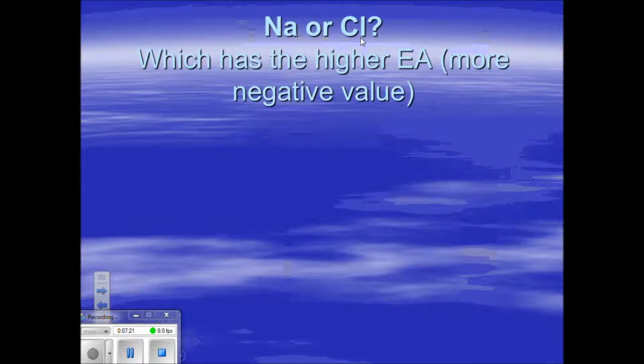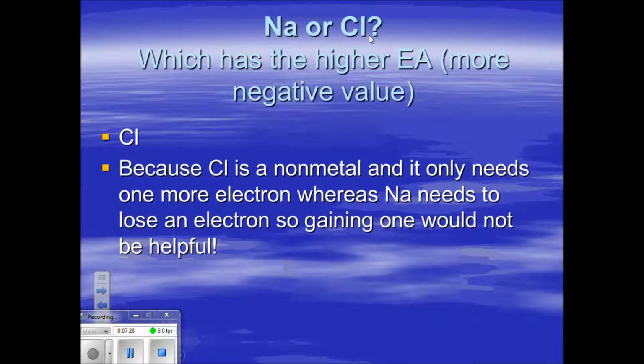So we look at this pairing. We don't have a noble gas, but this is a metal-nonmetal pairing. So the answer is going to be the nonmetal, always. Higher affinity is going to be the nonmetal. The reason is because the nonmetal only needs to gain an electron, whereas sodium would rather lose. So gaining an electron would be bad for sodium. It wants to lose, so you're going to definitely want to answer chlorine on that problem.